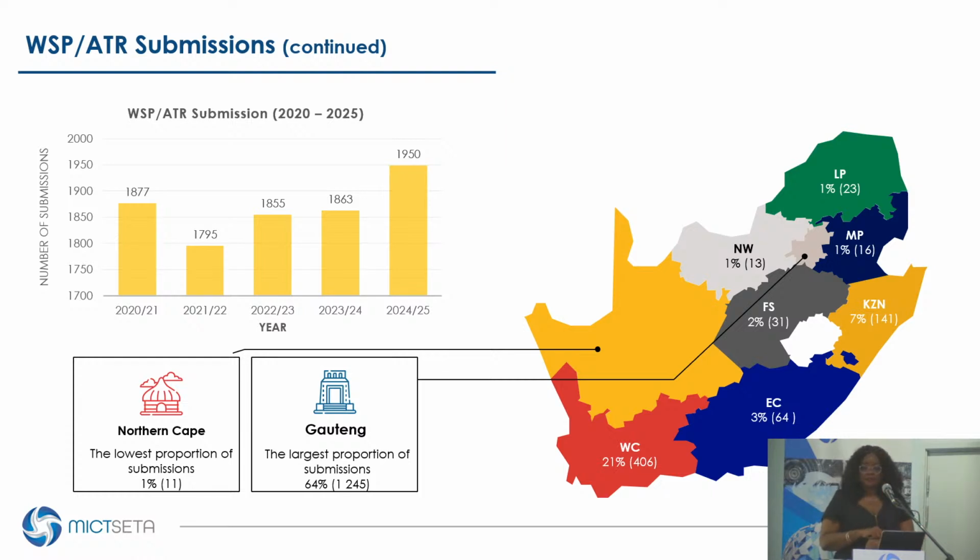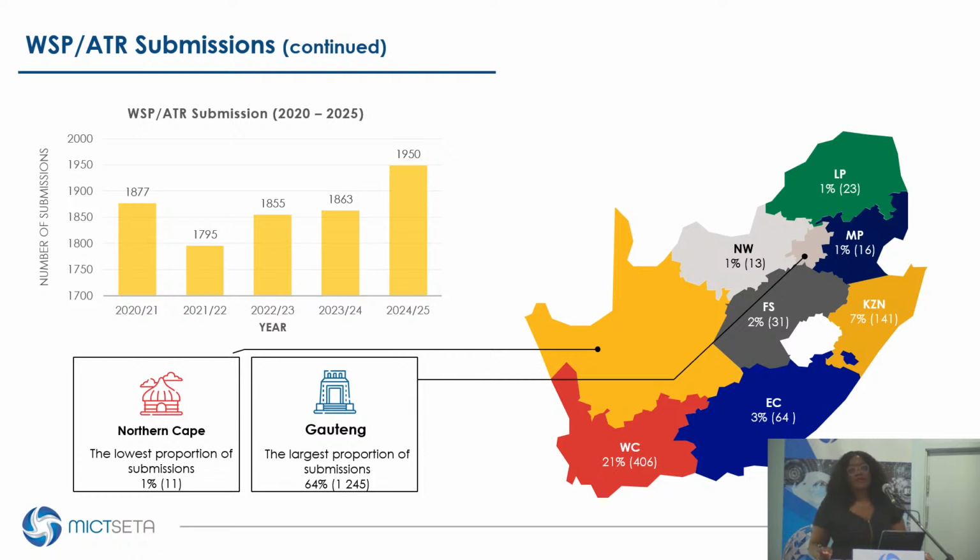So that information is also reliable to us because we can generalize it in terms of the research principles that we have to apply. So it is a sample that can be generalized for the entire employer population. So 2024 was our highest submission rate at 1,950, with the highest submissions received from Gauteng. It's the smallest province, but in terms of the economy, it's where the economy is. So you find that most of the employers are actually based there.